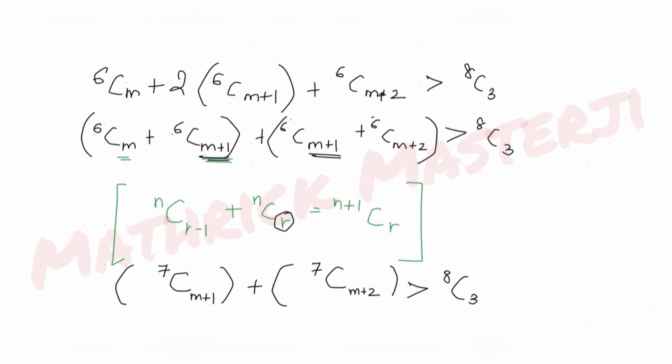Now again, if I solve for this, I have n on the top, which is the same. And in the denominator, the base I have is m plus 1. Here I'm adding 1, so it gives me m plus 2. So r in this case is m plus 2. So my final answer would become a combination whose base is m plus 2. The top is n plus 1, which is 7 plus 1, 8. That is greater than 8c3.